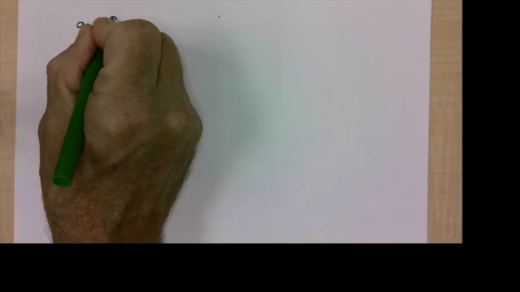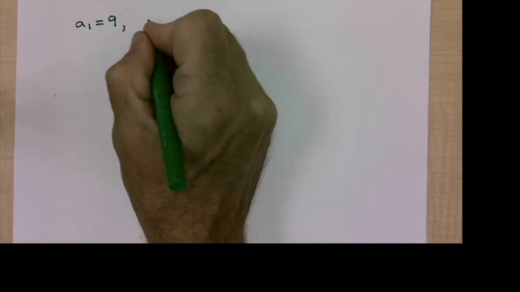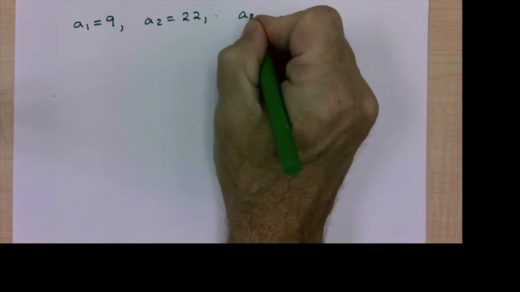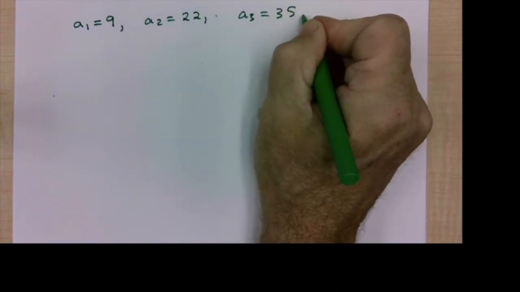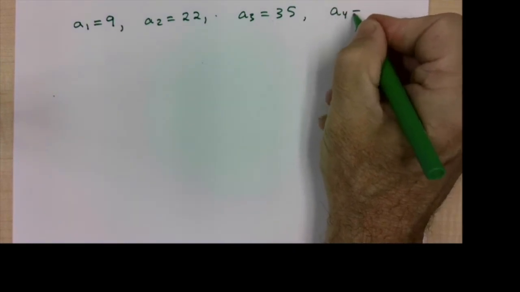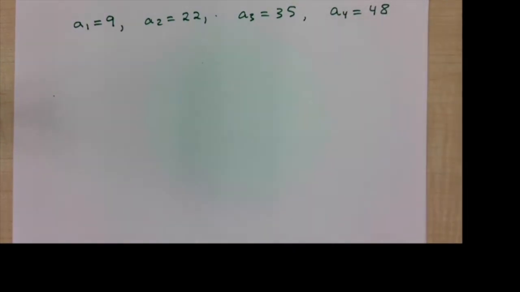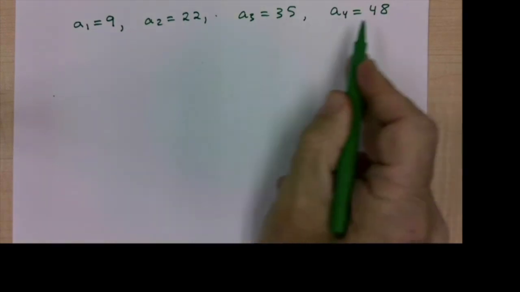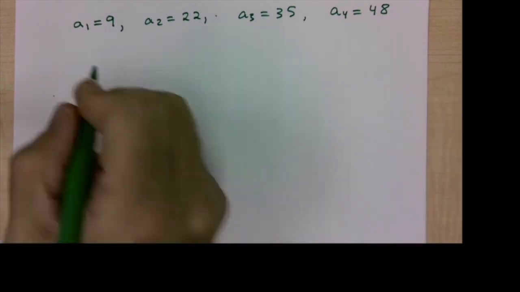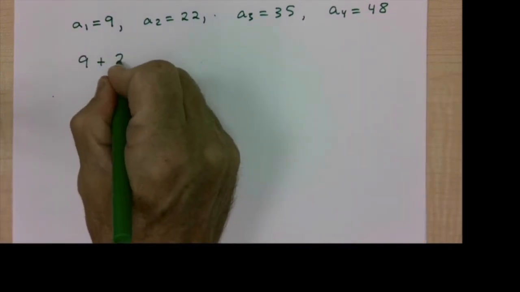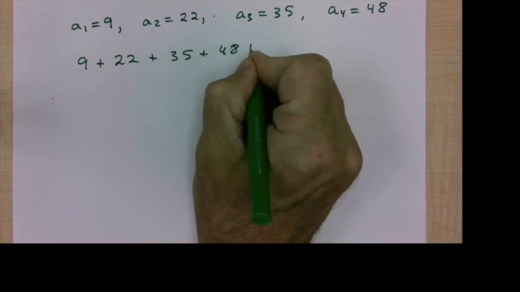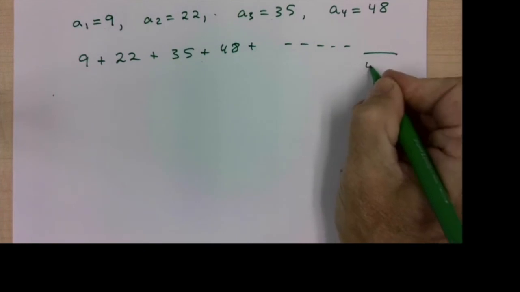I know a sub 1 is 9. I know a sub 2 is 22. A sub 3 is 35. A sub 4 is 48. So again, we can see it goes up 13. 9 to 22 is up 13. 22 to 35 is up 13. 35 to 48 is up 13. So we have 9 plus 22 plus 35 plus 48 plus somewhere out here we have our 40th term.